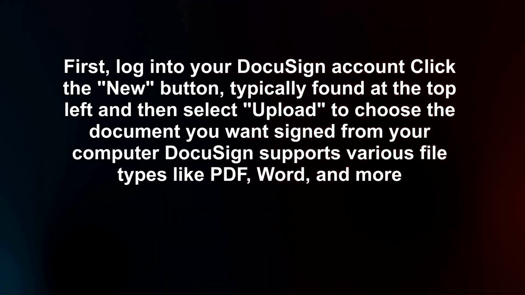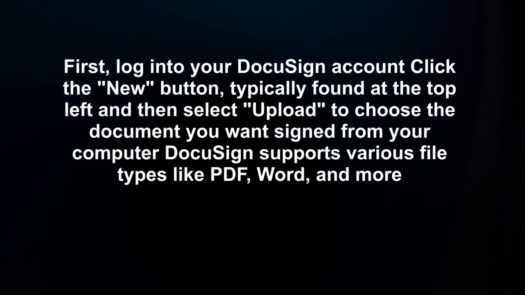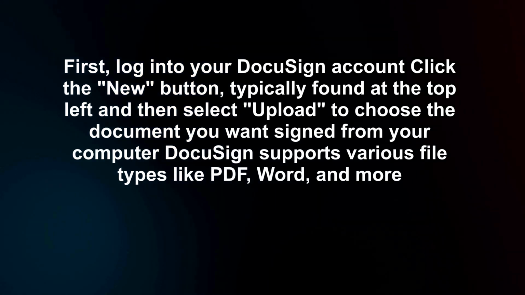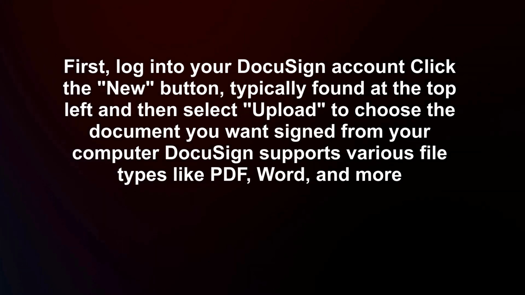First, log into your Docusign account, click the New button, typically found at the top left, and then select Upload to choose the document you want signed from your computer. Docusign supports various file types like PDF, Word, and more.